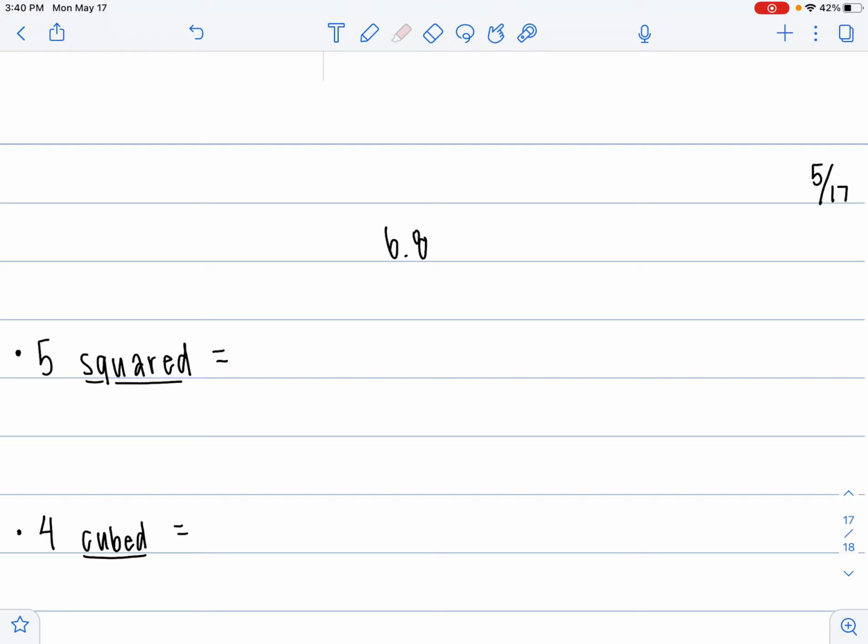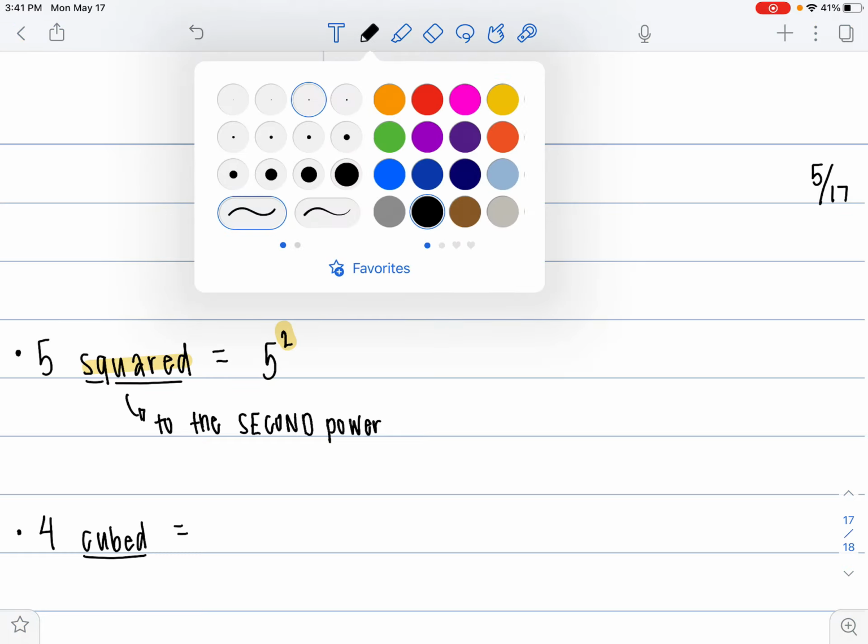So the first thing is the word squared. If you see something like 5 squared, or any number squared, what that's asking you to do is find 5 to the second power. In other words, 5 squared is equal to 5 to the second. That squared tells you it is to the second.